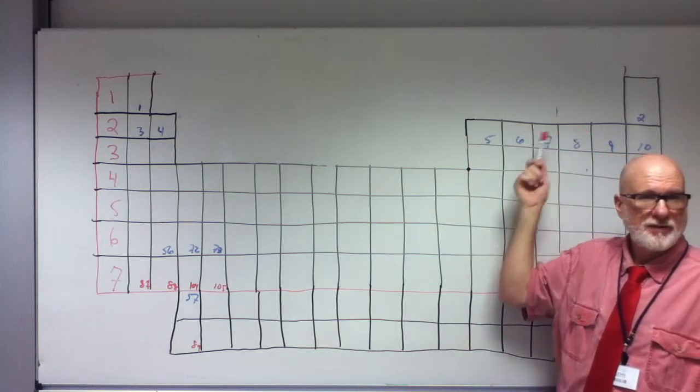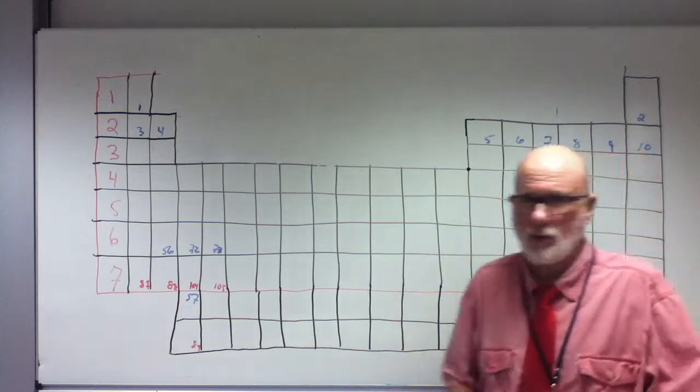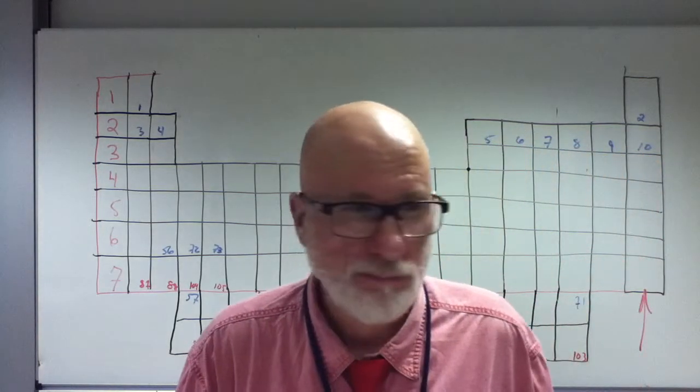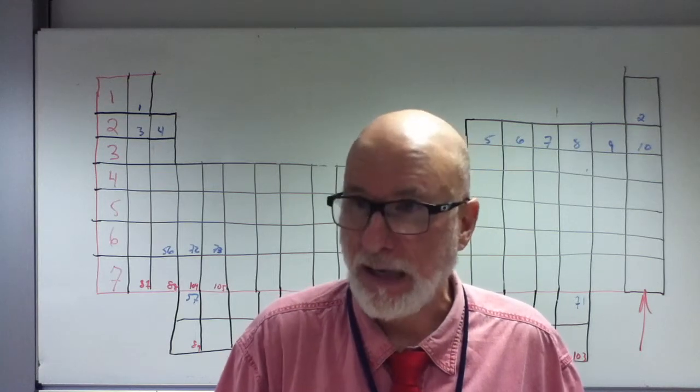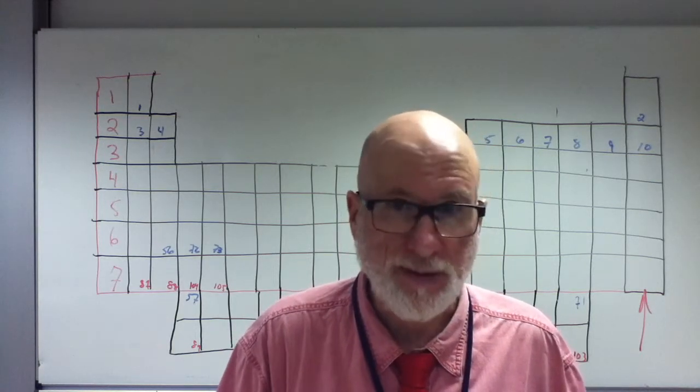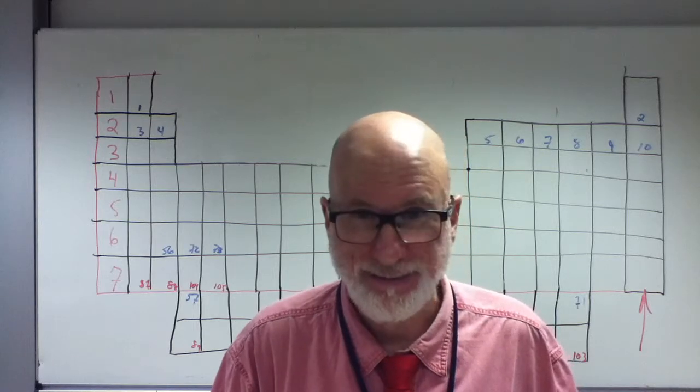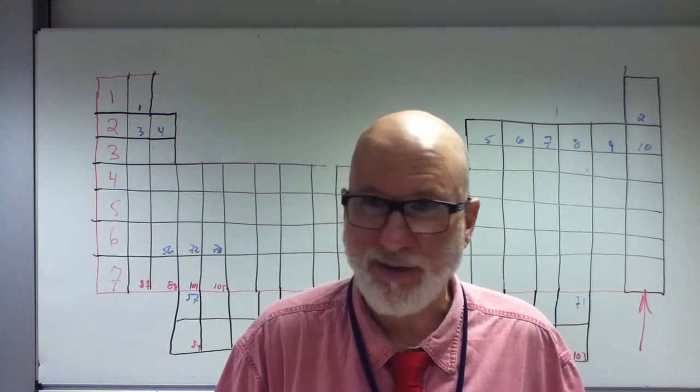right? But if aluminum gives up 3, it's going to be like what? Neon. It'll be like neon, right? So aluminum gives up 3, it has 8. Boron gives up 3, it has 2.